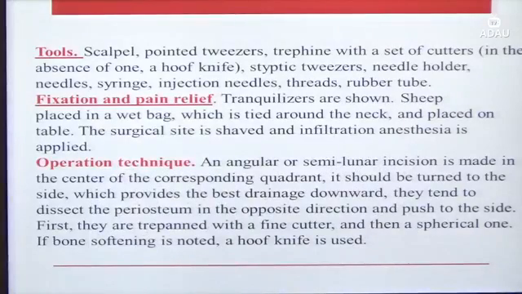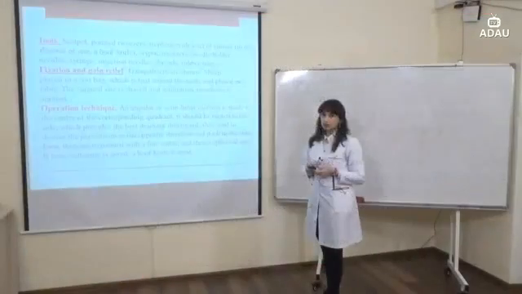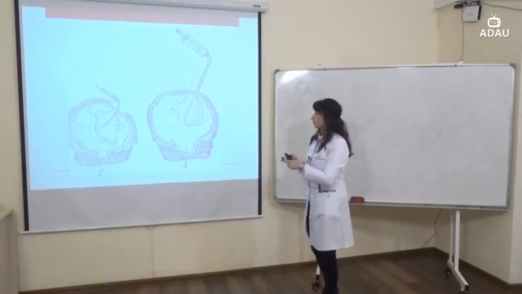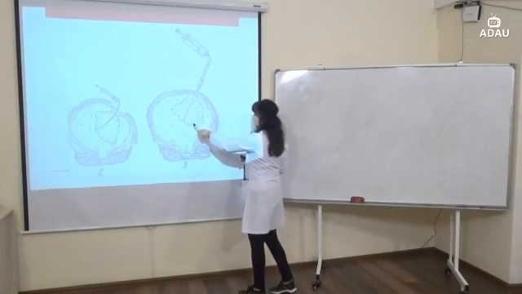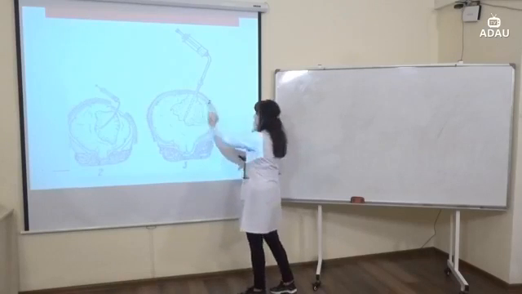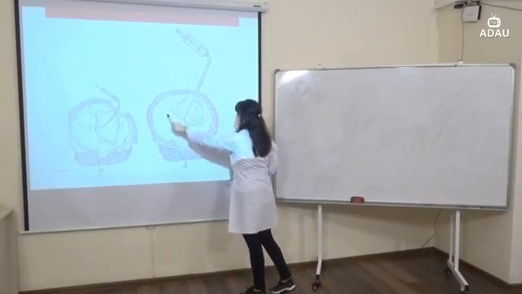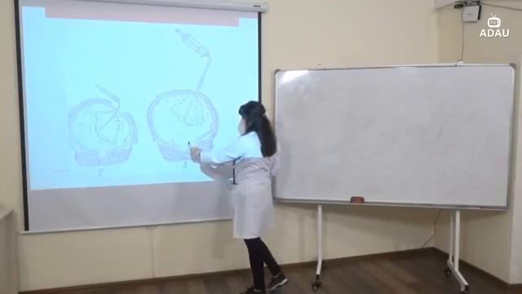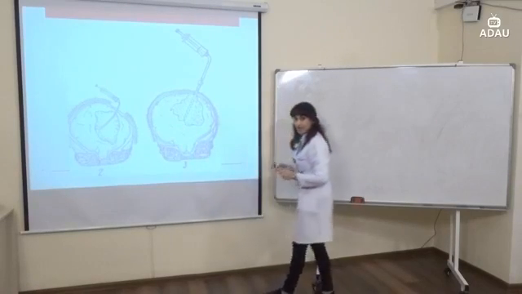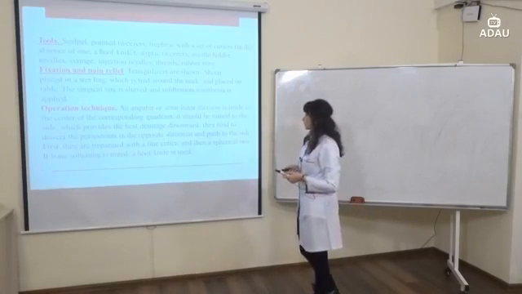As tools, we use a scalpel, pointed tweezers, needle holders, needles, dressings, and a syringe. During the operation we cannot use injection needles to remove the coenurosis bladder, because it doesn't give a good result; we can see some helminths staying here and maybe developing there.